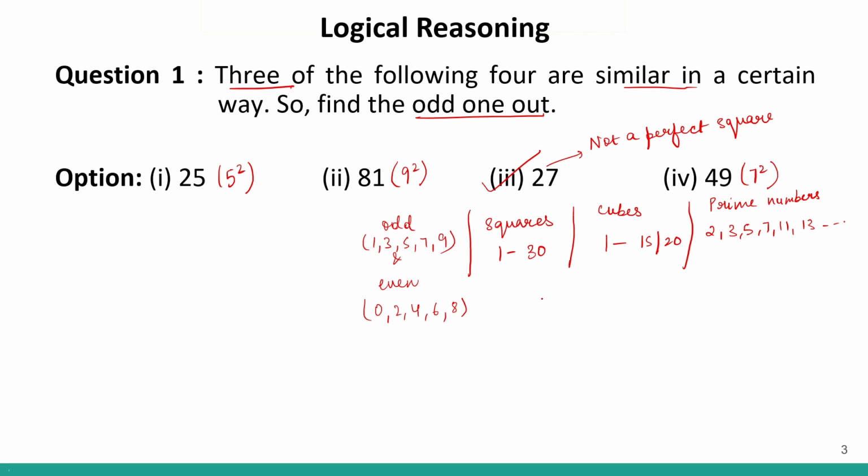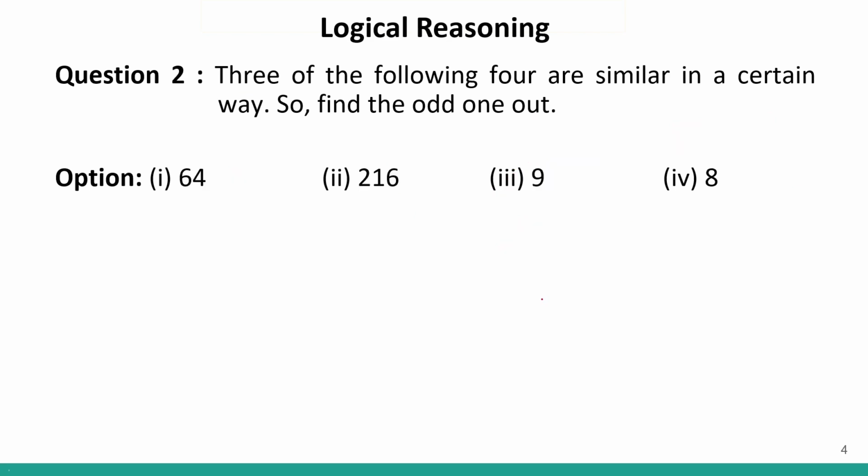Now, question number 2. We have 4 options again and one is different. We have to identify which of the following is different. If you remember the cubes, you would know this is basically 4 cube. 4 cube means 4 into 4 into 4, which equals 64. 4 into 4 is 16, and 16 four times will give us 64.